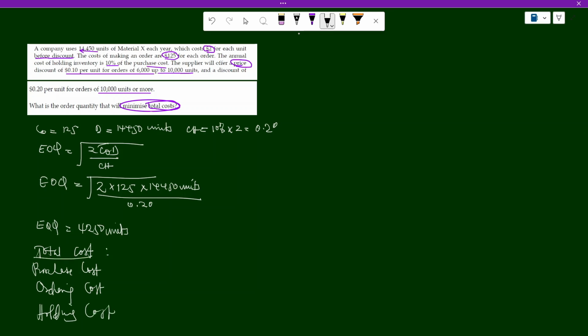So let's find the purchase cost. The purchase cost in the question is saying that we buy each unit for $2. So here we are going to get 14450 times $2.